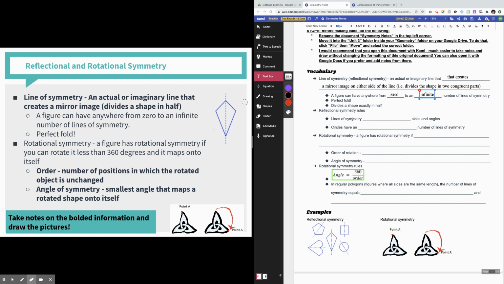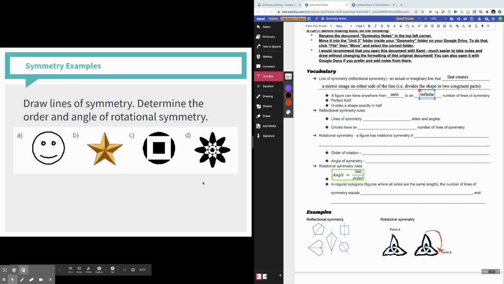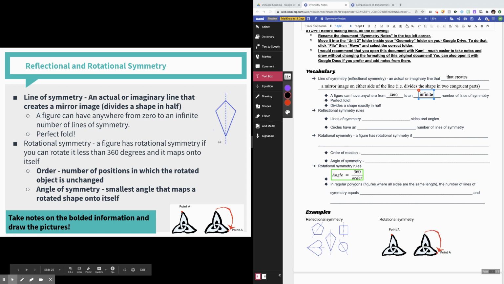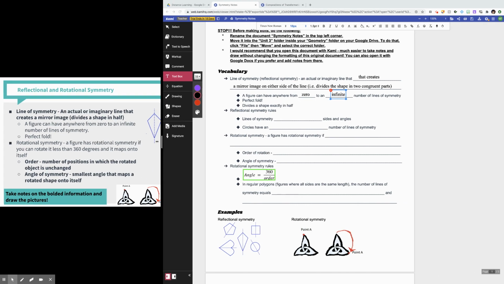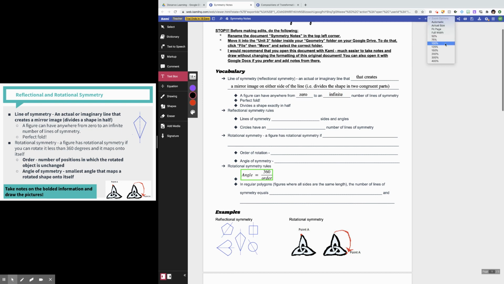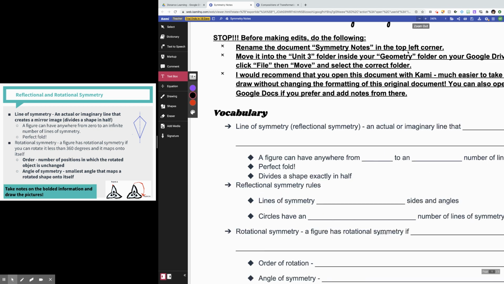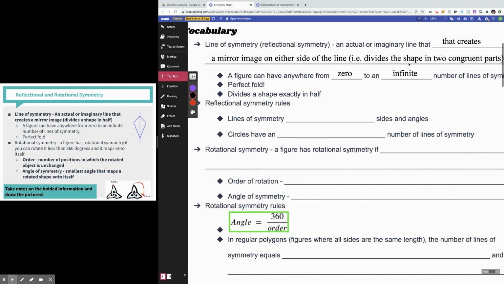Then there's a couple of rules that we have for reflectional and rotational symmetry, which you can't see on this slide, but I thought I put on the next slide. No, I didn't. So what I'm going to do is pull this over a little bit so you can see more clearly what I'm writing on the right side of my screen. Let's zoom out a little bit.